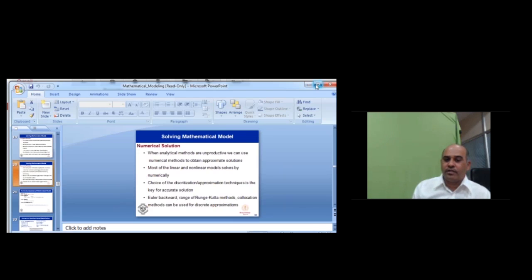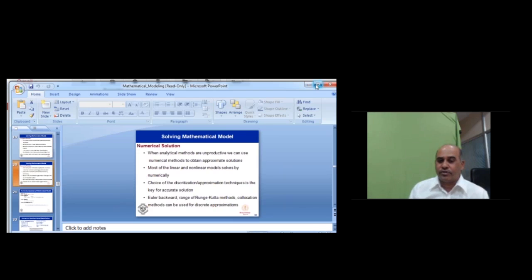We are learning from our undergraduate. There are numerical methods: Euler backward, a range of Runge-Kutta methods, collocation methods. These can be used for discrete approximation. So it's basically the thumb rule or choice.